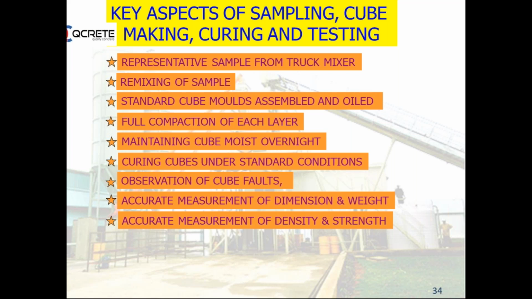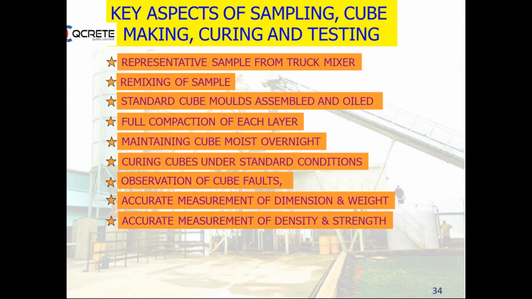It is not just by putting up a big plant and having a very beautiful decoration of the plant and things like that. How the people are trained, how they are taking care of each and every step of QC is important. Representative sample from truck is very important. Remixing the sample is very important. Standard cube molds, oiled, assembled, very important. Full compaction. We know that each uncompacted 1% of concrete will lead to 5% or 6% loss of strength. Maintaining cube molds, curing cubes under standard conditions, observation of cube faults, accurate measurement of dimension and weight.